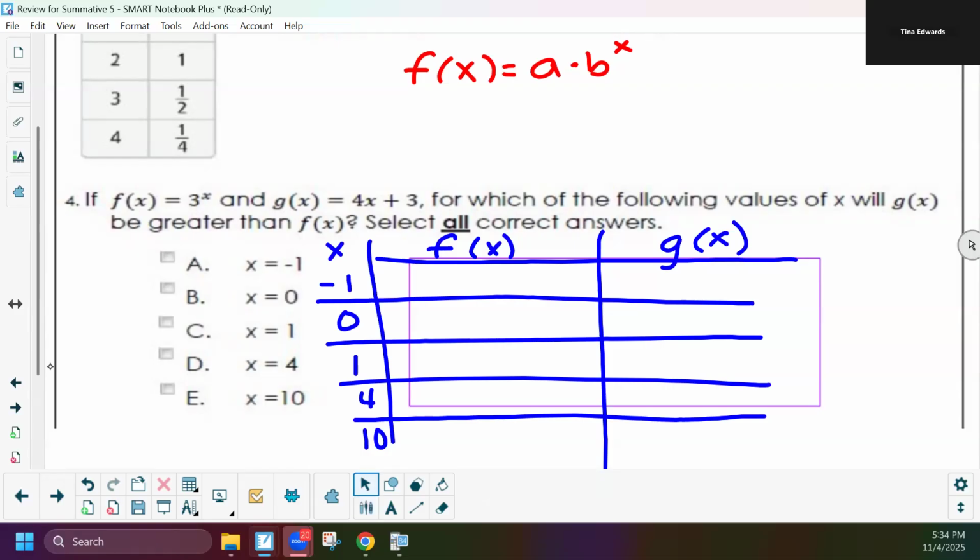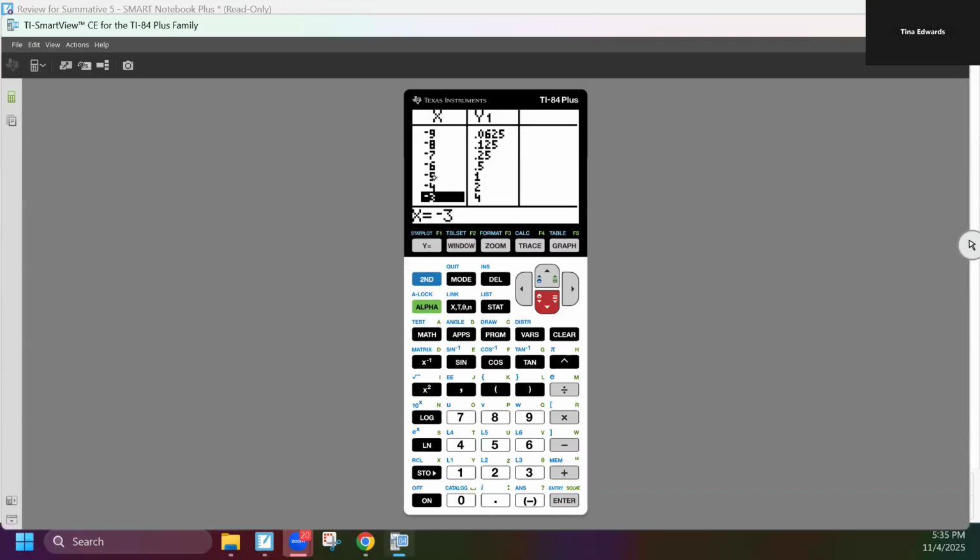Now you could sit here and you could use your calculator and substitute. So you could put -1 in for the x and the f of x function and figure out what it is. And then do the same thing for the g of x and see what it is. But we're going to use our calculator to do this instead. So I'm going to go ahead and get my calculator out. I'm going to clear out what I have in y equals. And I'm going to put both functions in. So the f of x function is 3 to the x power. So I'm going to put that in, 3 to the x power. And I'm going to hit enter. And in y2, I'm going to put that linear function, which is 4x plus 3.